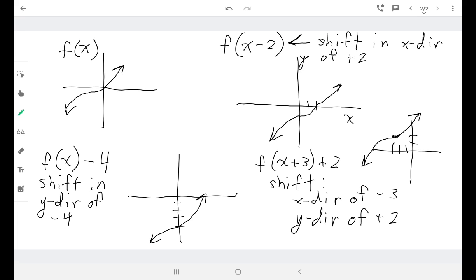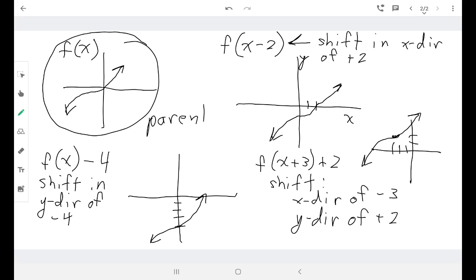So that is how you do shifting. Now, the key to doing shifting is knowing what the original, or what we usually call the parent, looks like, and then basing the shifting off of the parent. That's the key to this idea of shifting.